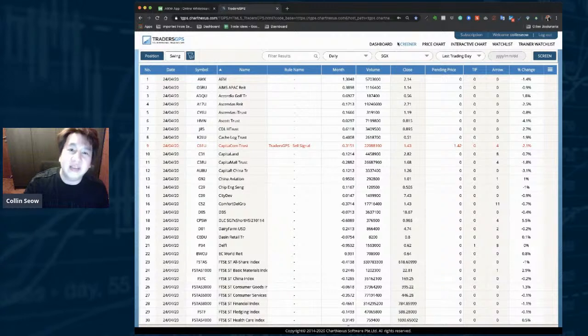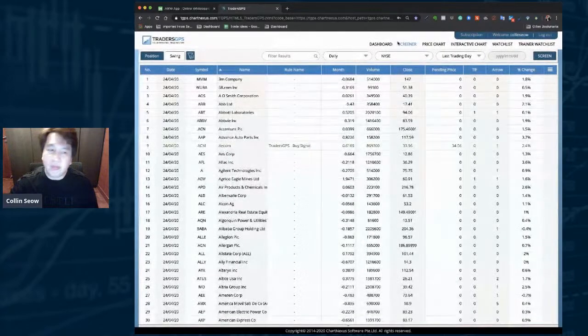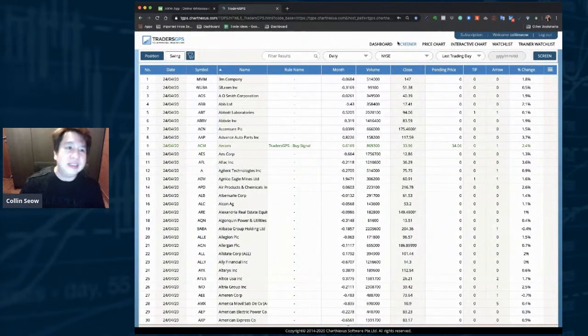This morning I already scanned for Nasdaq, so nothing much. Let's scan for NYSE. So when you scan for NYSE, this is position, daily charts, and then what do we do next? We want to rank the stocks.